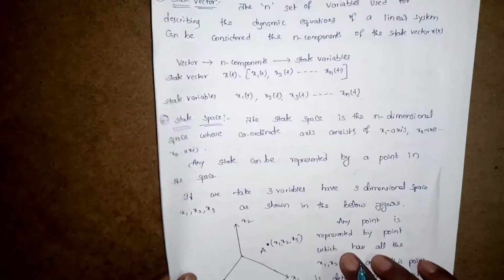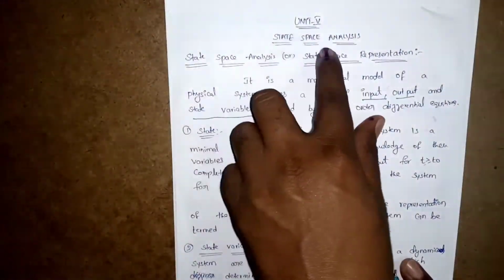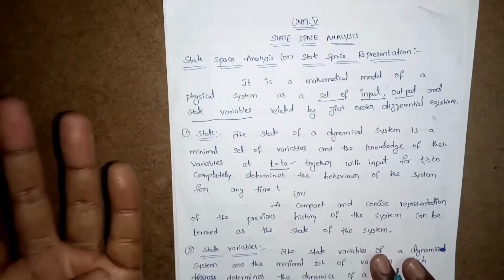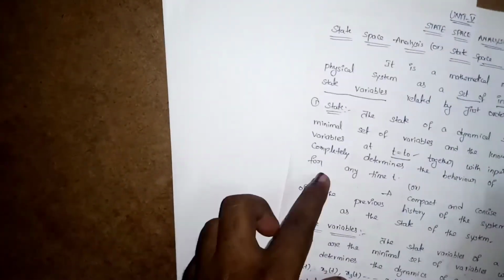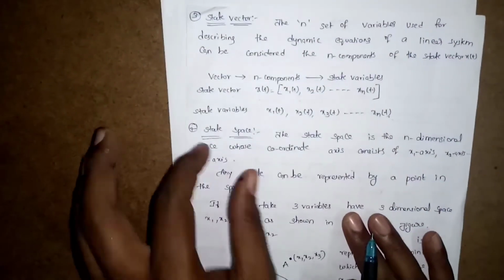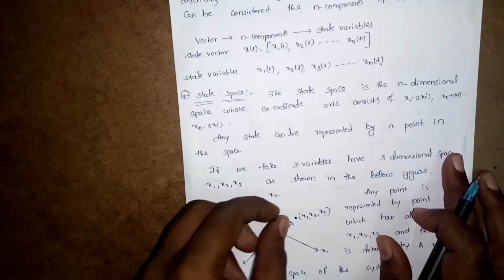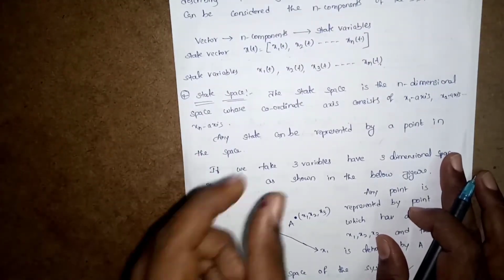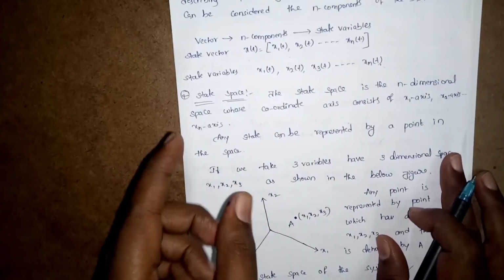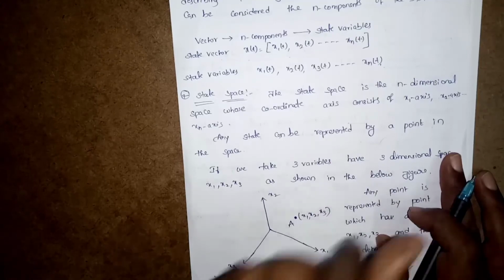Friends and students, these are the basics to know about state space analysis. Here we discussed four points: first the state, second the state variables, third the state vector, and fourth the state space. State space is a representation of the state of the system. State is the behavior determining the behavior of the system from time t0 to tf, the final time.